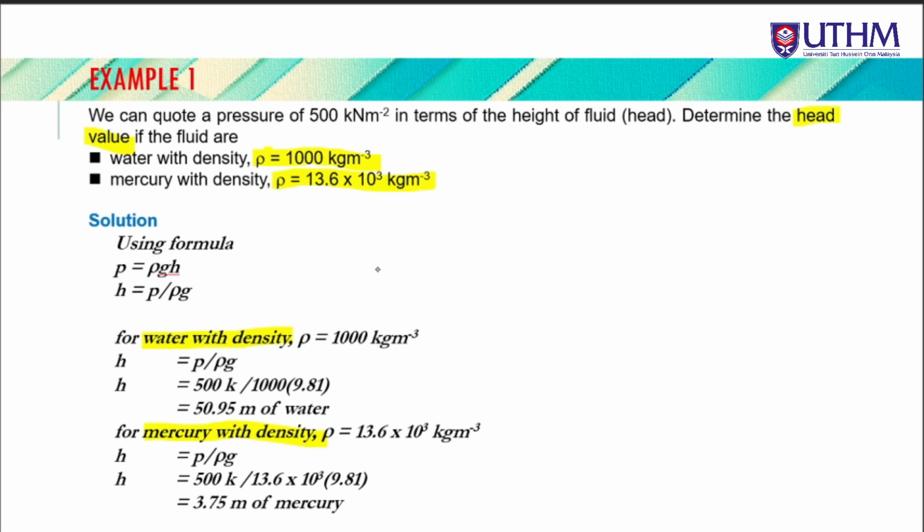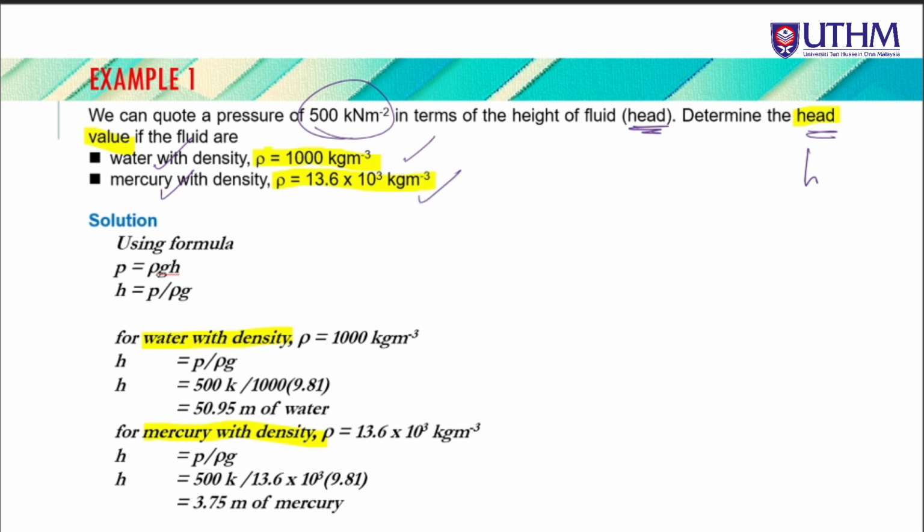Okay, so kita tengok example first. We can quote a pressure of 500 kilonewton per meter square in terms of height or head lah, and determine the head value if the fluid is water and mercury. Head ni meaning macam saya mention hari tu adalah dia punya H lah. The density is also given.